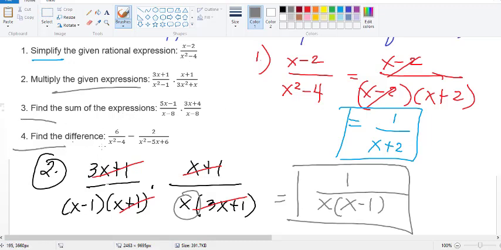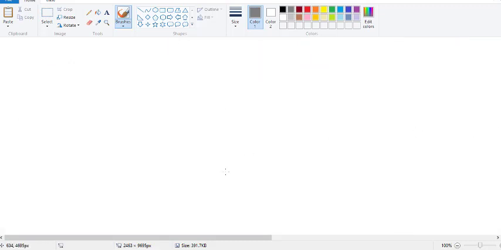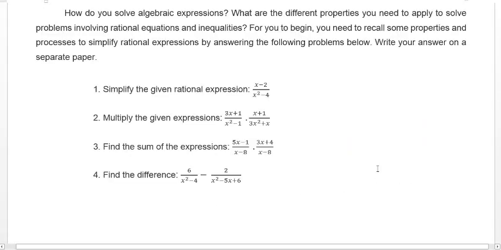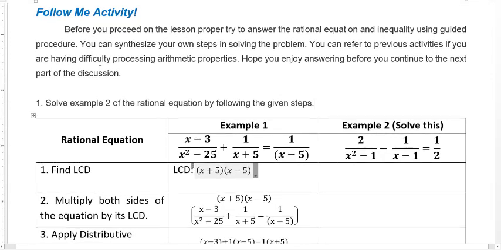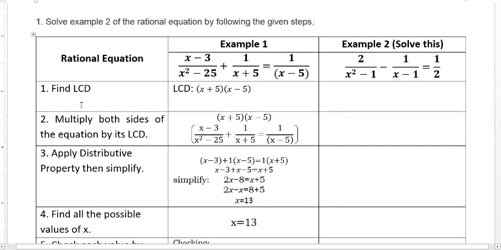Itong number 3 at saka number 4, you can do this, I'm sure. Moving on. Let's go to solving this. Okay, so anyway guys, itong follow me na activity, you just really have to follow the instructions here. Tapos meron din siyang example dito.